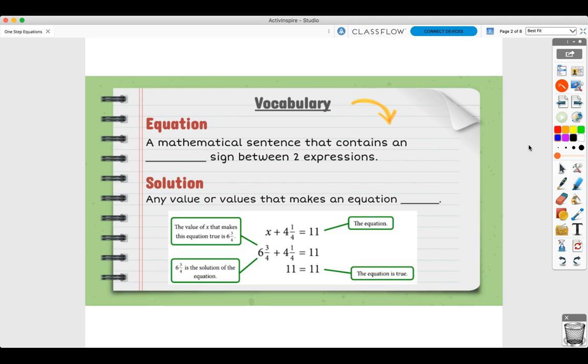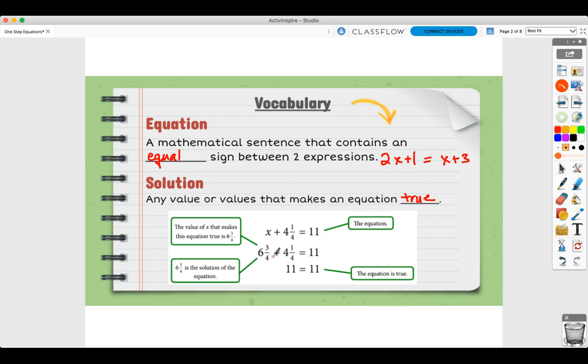So, an equation is a mathematical sentence that contains an equal sign between two expressions. Something like you have an expression 2x plus 1, and you have an expression x plus 3. This is an equation because there's an equal sign between the two. They're saying these two are equal. Solution: any value or values that make an equation true.